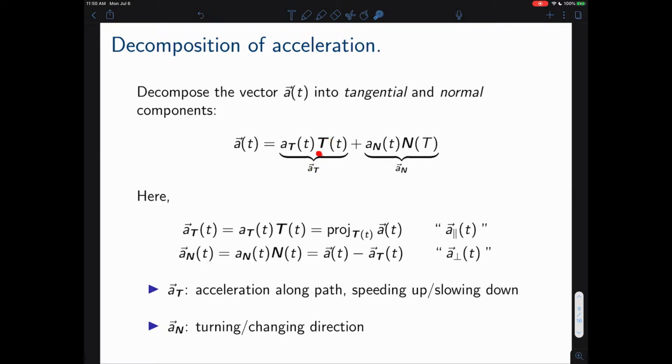Remember, this unit tangent vector is parallel to the velocity vector. So this part is parallel to the unit tangent vector, or it's parallel to the velocity vector. So we're decomposing it into one component that's parallel to the velocity vector, and then the second component that's perpendicular to the velocity vector.